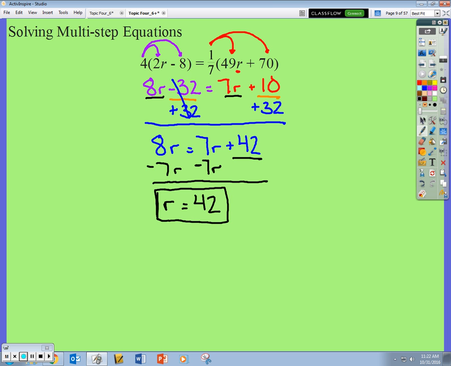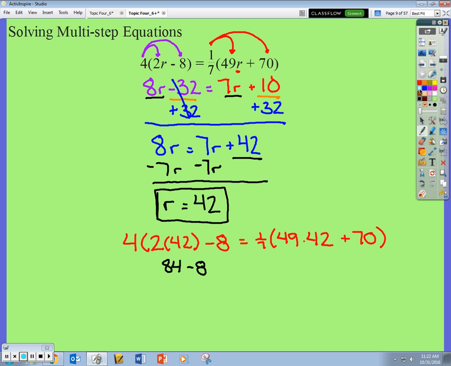Now, if I wanted to prove that this is the correct answer, remember, I can substitute that back in. This becomes a little bit cumbersome, but let's take a look here. 2 times 42 minus 8. Now, this is where it gets real big. Here we have 1/7 times 49 times 42, plus 70. All right. Well, let's go here first. 42 times 2 gives me 84. 84 minus 8. Oh, I forgot to put the parenthesis here to close that parenthesis. Sorry about that. And then we take that difference and we multiply it by 4.